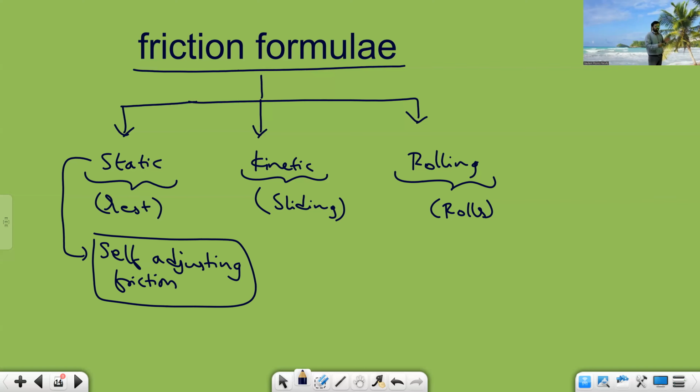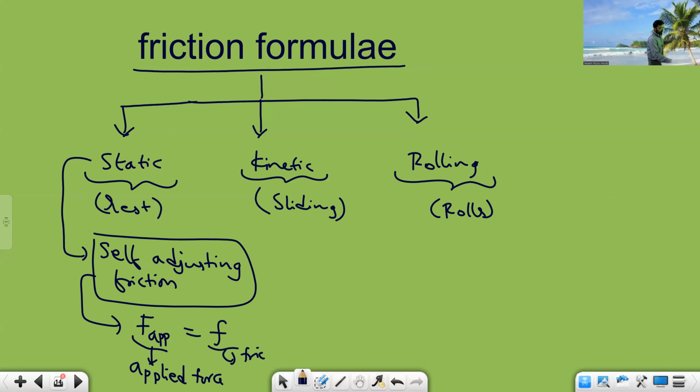When the body is at rest, whatever the applied force, if the body is at rest, then the applied force is equal to the frictional force. Simply, I can say the applied force on the body is equal to the frictional force if the body is under the condition of rest. That is about static. Static is self-adjusting.